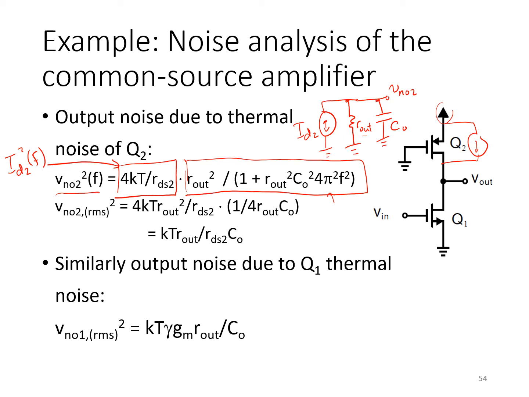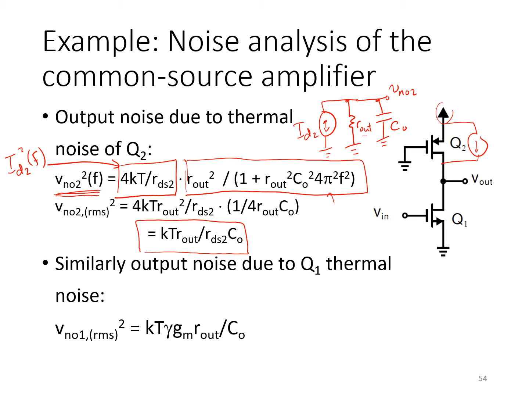Now we can find its total RMS value by integrating this expression over all frequencies. And if you do so, you get the expression shown here: kT Rout over RDS CO.